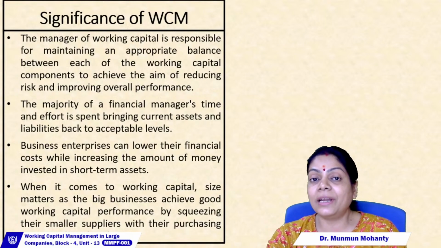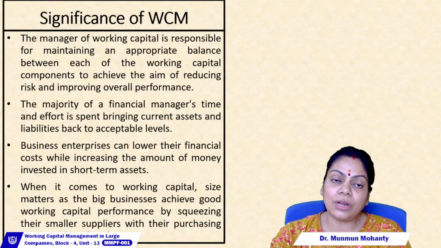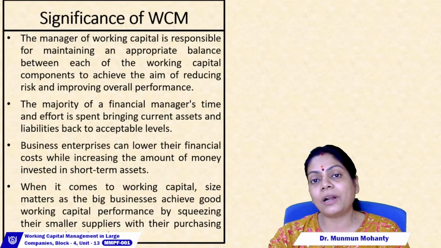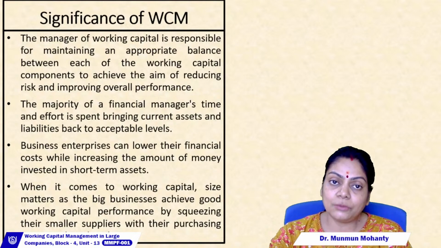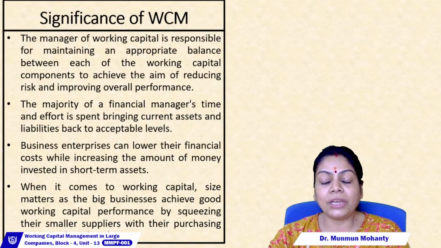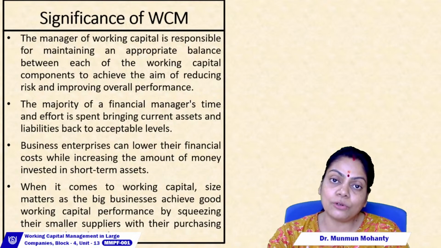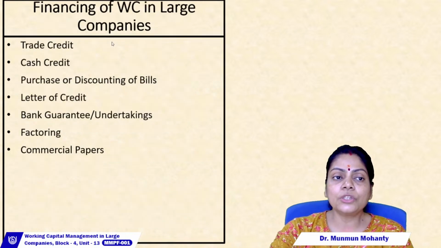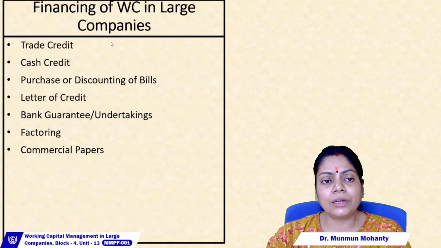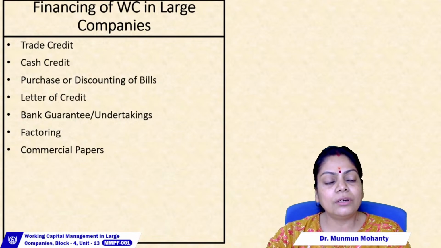what the big corporations have a tendency to do is squeeze the small suppliers with their purchasing power and market clout, and that leads to a problem on the part of the supplier or your creditor. That is why the working capital management of a big corporation needs to be balanced and efficient. It is of utmost importance, because other parties will also be affected if your working capital management is not appropriate. So we talk about the various kinds of financing available to companies.